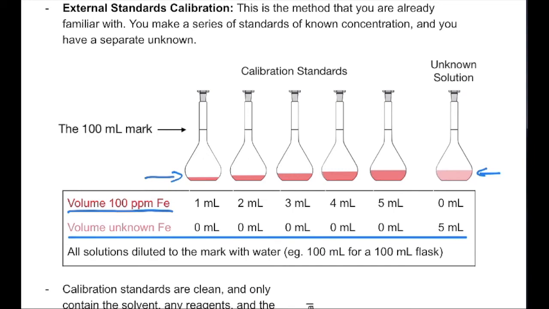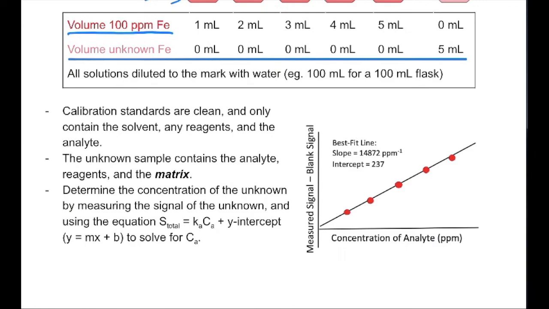So this is one of the differences that you will see between this method and the next method when we get there. So using this method, the calibration standards are usually clean, meaning that the matrix is not very complex. It's quite simple. For example, it might just be water. It might be water and a few other reagents that are required for a color change or some other purpose. And the unknown sample contains the analyte, reagent, and the matrix.